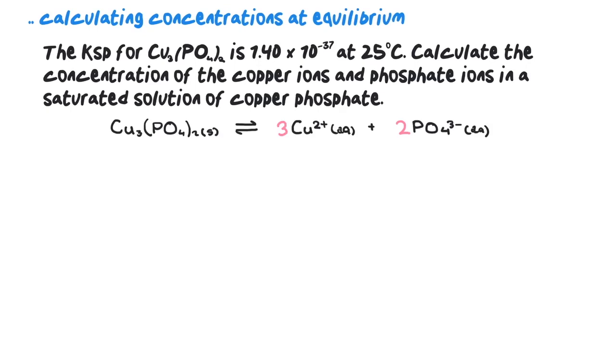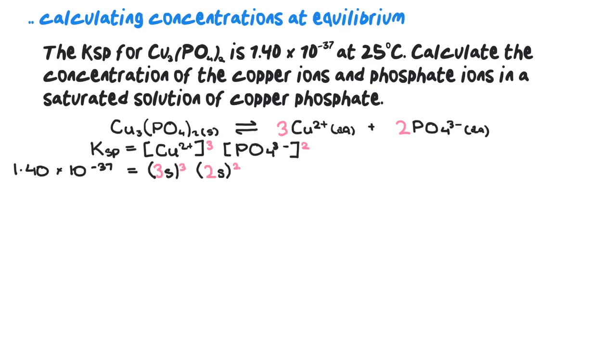Determine the KSP expression, remembering that solids aren't included, which is essentially the reactants, and then we plug in what we know. So according to the rules, we're going to solve for S, and since the stoichiometry of the reaction is a 1 to 3 to 2 ratio, this is why these numbers are here. Also, the concentrations are raised to the power of their coefficients, which is why these numbers are here.